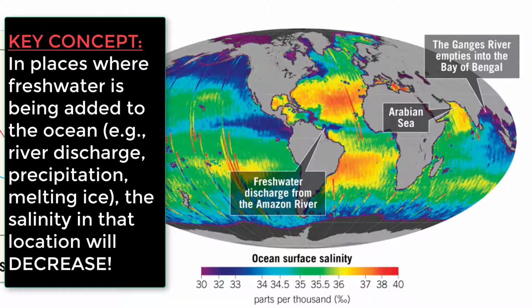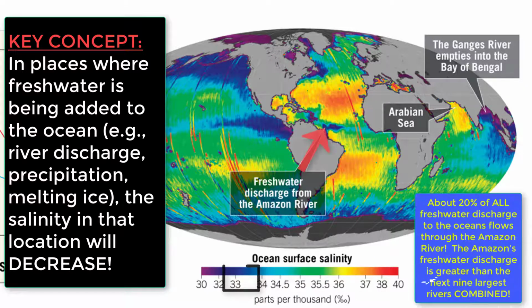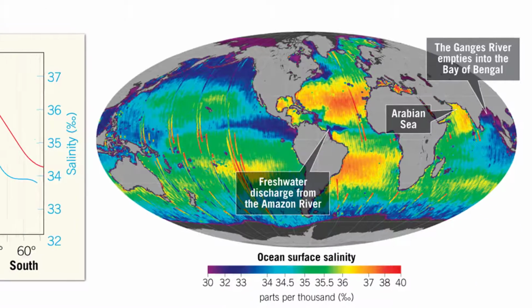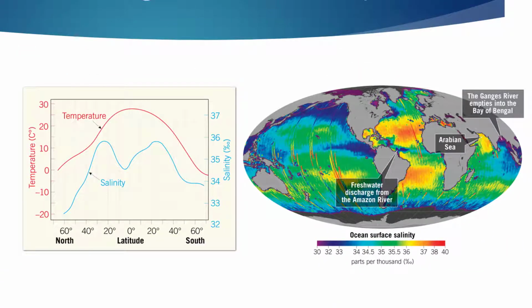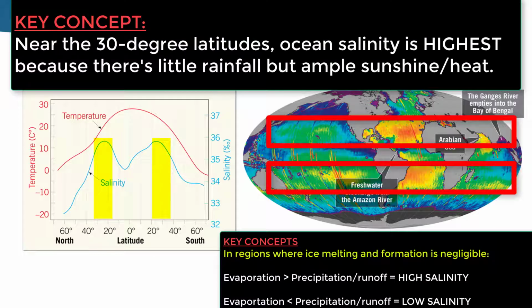An even more drastic example of how runoff affects the salinity of the oceans can be seen where the Amazon River dumps into the Atlantic Ocean. That really bright blue trail shown here, that relatively low salinity squiggle, is significantly lower than the salinity surrounding that region. Another important fact is that salinity tends to be highest in regions where there's not much rainfall, but the evaporation rates are fairly high.